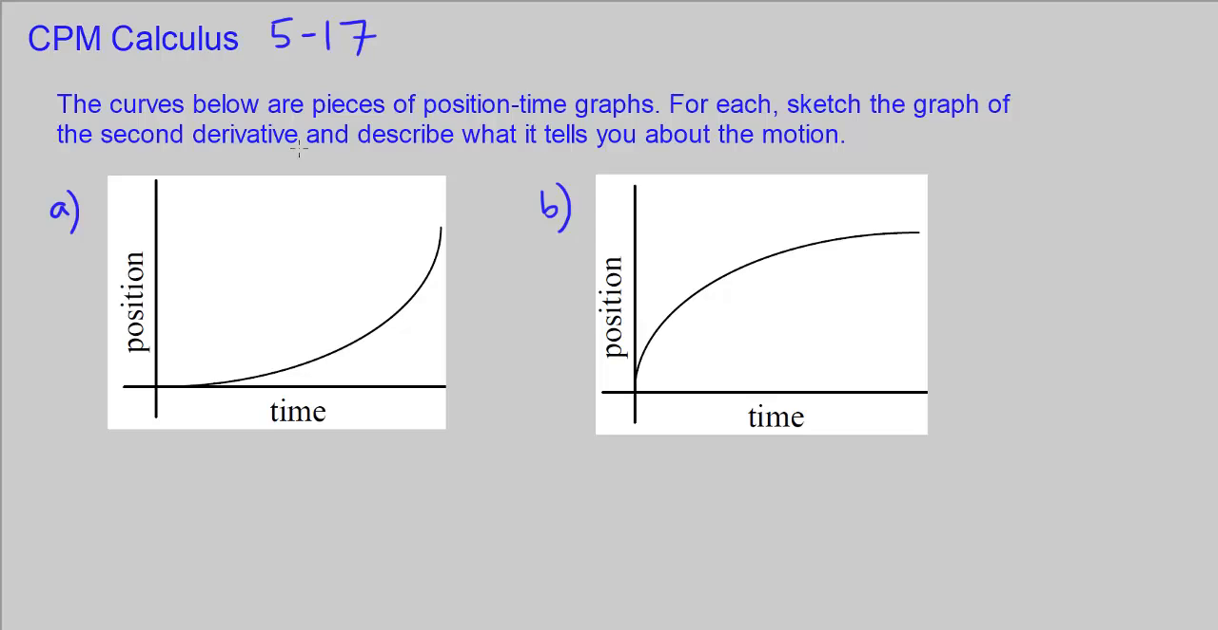Okay, it doesn't say first. Second derivative, and describe what it tells you about the motion. So in order to get the graph of the second derivative, we should do the first, but the first isn't going to be the answer, right? We want to go ahead and sketch the second derivative. So I'm going to do both on top of the current graph, okay? So let's do the first derivative in this light green color, all right?